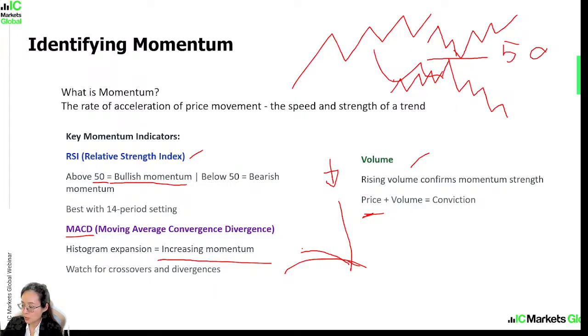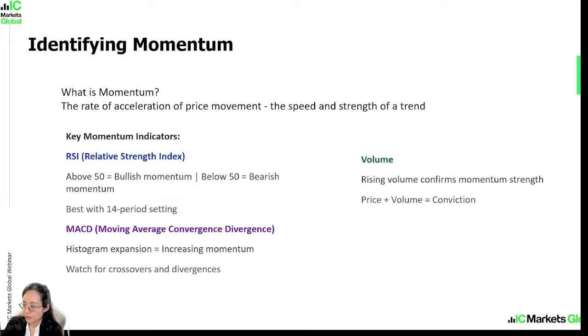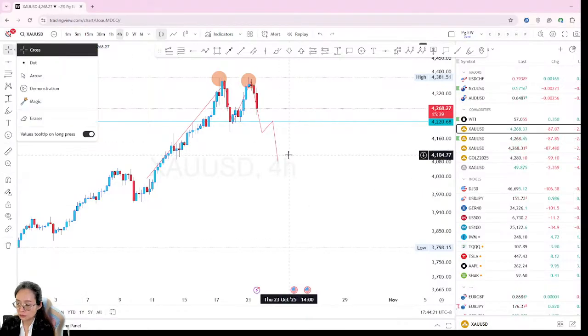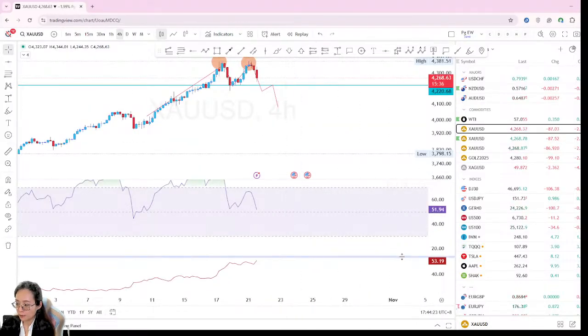Okay, so usually I don't wait for the crossover, and I personally don't trade with the MACD. Okay, and you can use the volume. Rising volume confirms momentum strength, or price plus volume equals conviction. Let me look at gold, for example, over here. Okay, what is this one, it should be the ATR.